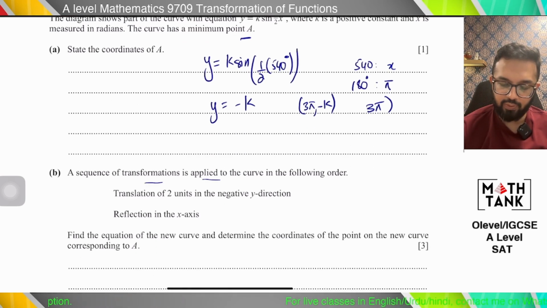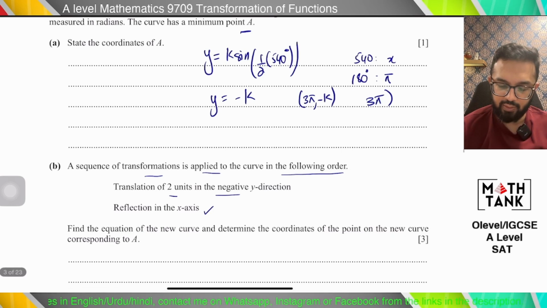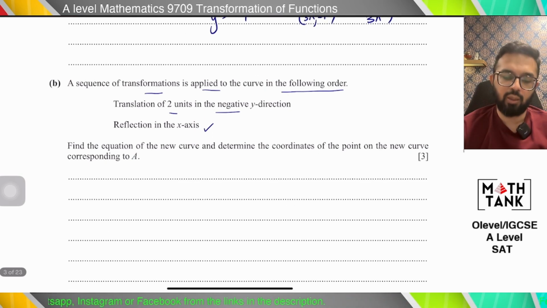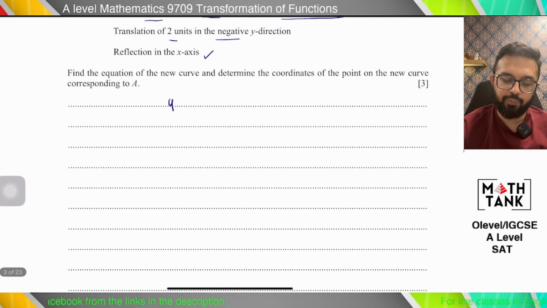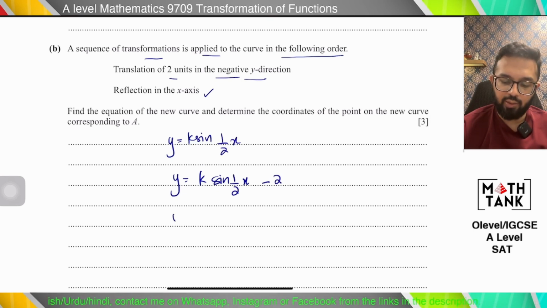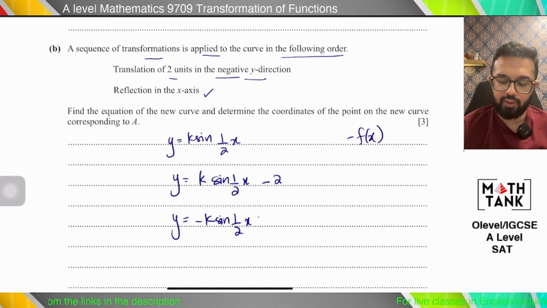A sequence of transformations applied to curve in the following order: translation of 2 units in the negative y direction and reflection in the x-axis. Find the equation of the new curve and determine the coordinates of the point on the new curve corresponding to A. So the original curve is y equals a sine half x. Let's do the transformations. Translation 2 units in the negative y direction would give me a sine half x minus 2, and then reflection in the x-axis would mean minus f of x. So all of these have a minus multiplied with them, so that gives me plus 2.